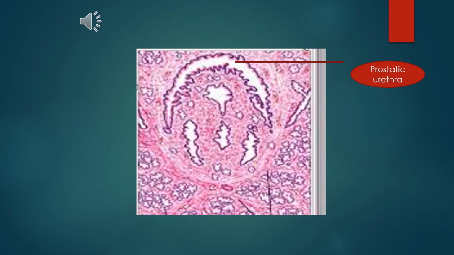This picture shows a section of the prostate through which the prostatic urethra passes. The part of the urethra that passes through the prostate in males is called the prostatic urethra. This urethra is crescentic in shape and is lined by transitional epithelium or urothelium.